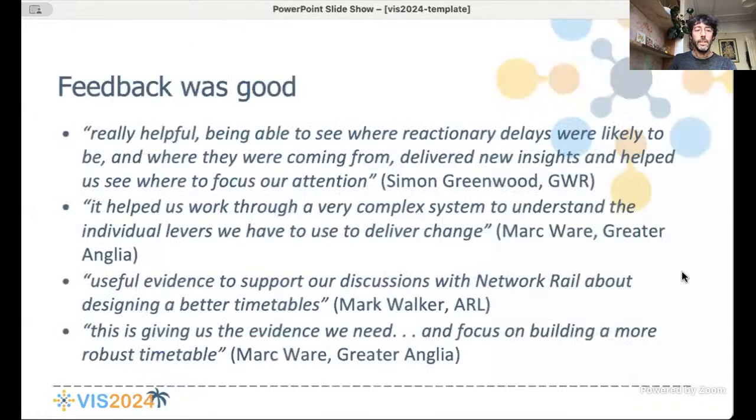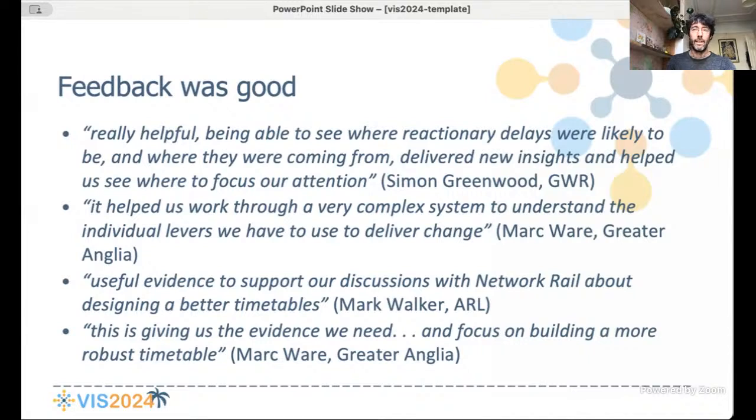So some reflections. The feedback was very good. The analysts that we worked with liked being able to identify problematic trains, and they really liked seeing the variation within the dates, because some trains are always late and some trains are sometimes late, and sometimes when they're late, it could be a catastrophic lateness. And the fact that this is modeled means that they could try different timetables and look at which timetable was more robust to that.